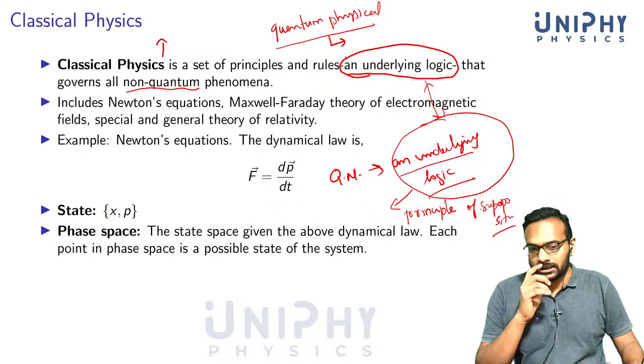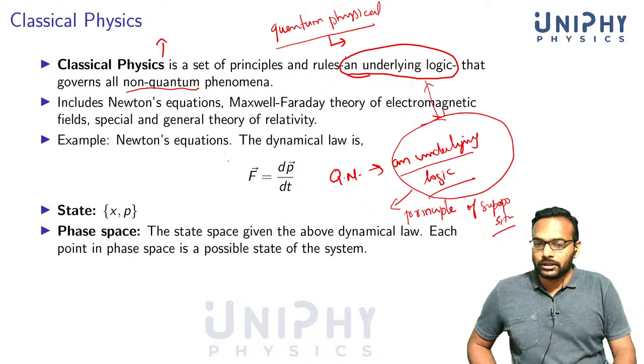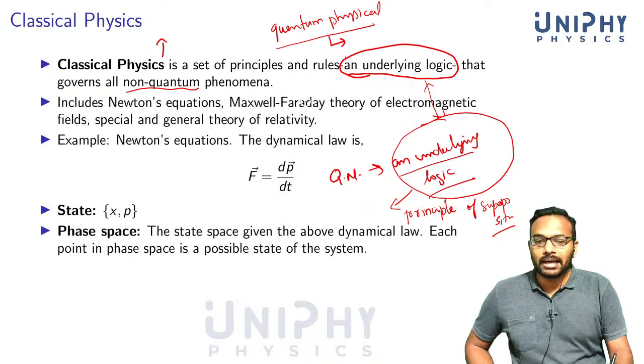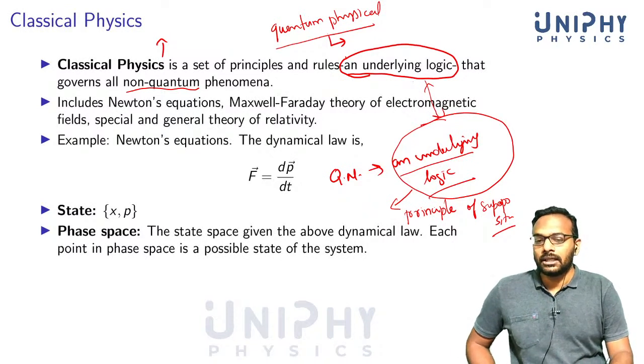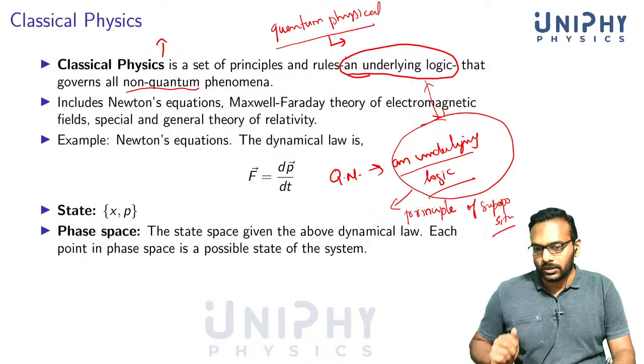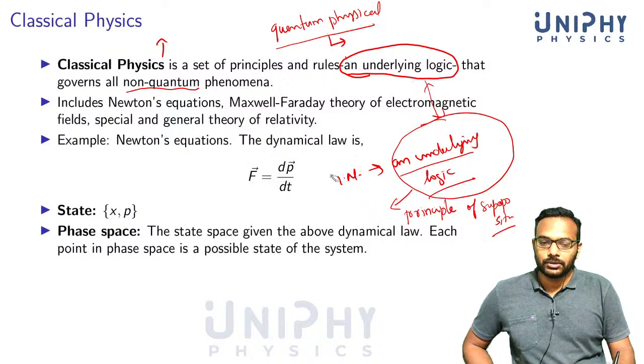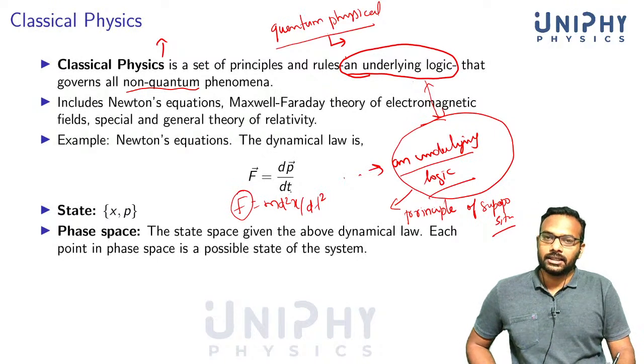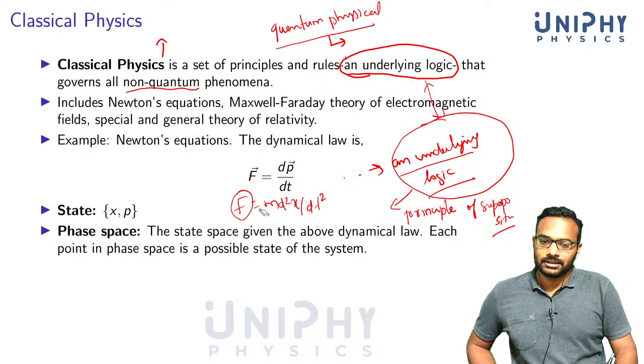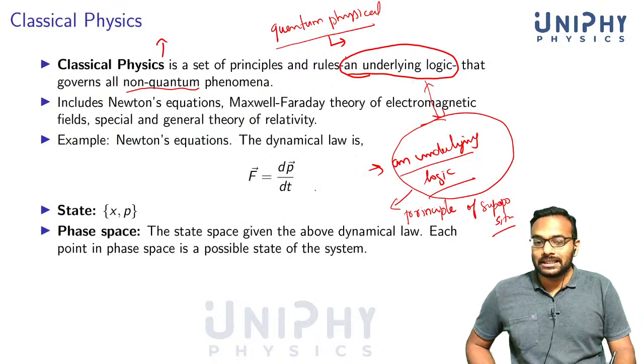Principle of superposition. Now, classical physics includes Newton's equation, it includes Maxwell and Faraday's theory of electromagnetic fields, and the special and general theory of relativity. These are all built inside this particular underlying logic. A simple example is Newton's equation. If you write it as F = m d²x/dt², this is a second order differential equation. Once you know the force, you can integrate it, but you have to integrate it twice. So, you will have two integration constants. You need two things in order to completely solve this equation.